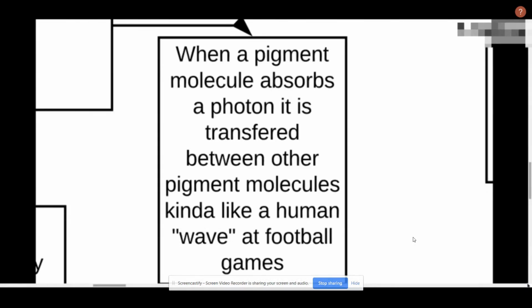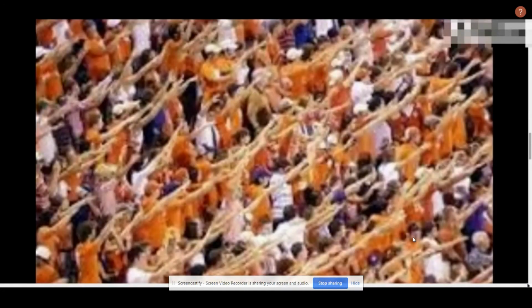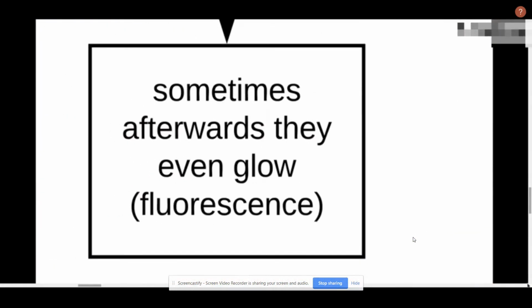When a pigment molecule absorbs a photon, the energy is transferred between other pigment molecules, kind of like a human wave at a football game. Afterwards, they even glow, which is called fluorescence.